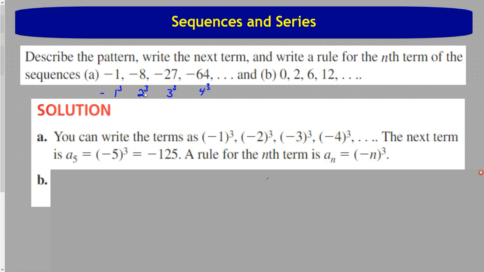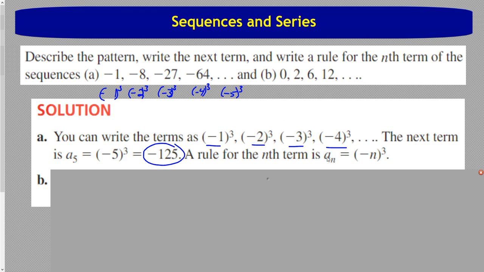Do those work? Well, 1 times 1 times 1 is 1. 2 times 2 times 2 is 8. 3 times 3 times 3 is 27. 4 times 4 is 16, times 4 is 64. It works, but they're all negative. So we just need to make all of these negative, inside the parentheses, and that's how we get our terms. So down here, you can write the terms just like we just did. The next term would then be probably -5 cubed. -5 cubed is -125.